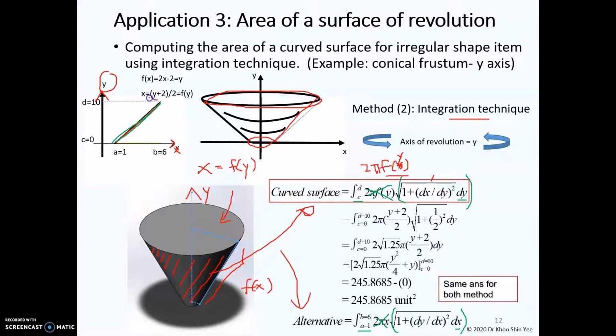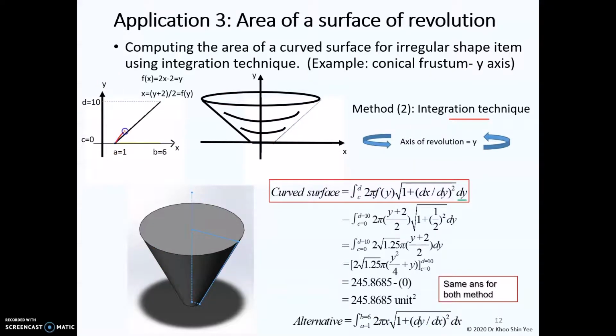So you can see that when you rotate about the y-axis here, this is your radius, and this radius is your x, equal to f(y) function. Therefore, we can find the area of curved surface by using this formula. And when you substitute x equal to f(y), you obtain another formula.